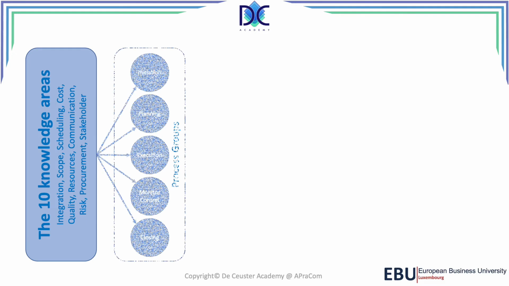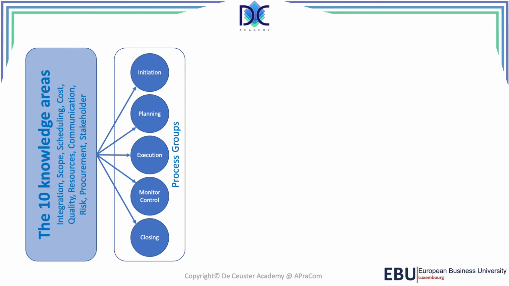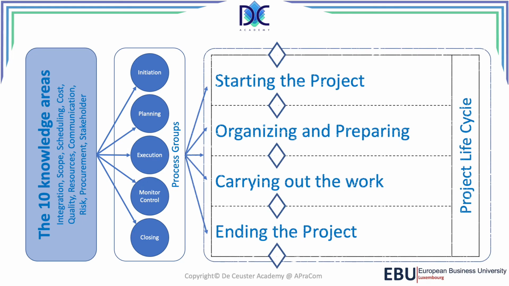Now these are linked to the process groups like initiation, planning, execution, monitoring and control, and closing. And they're also linked to the project life cycle. So we start with the project, we organize and prepare it, we carry out the work, and we end the project. So basically, starting is about the initiation, organizing and preparing is about planning, carrying out the work is about execution and monitoring and control, and ending the project is about closing.